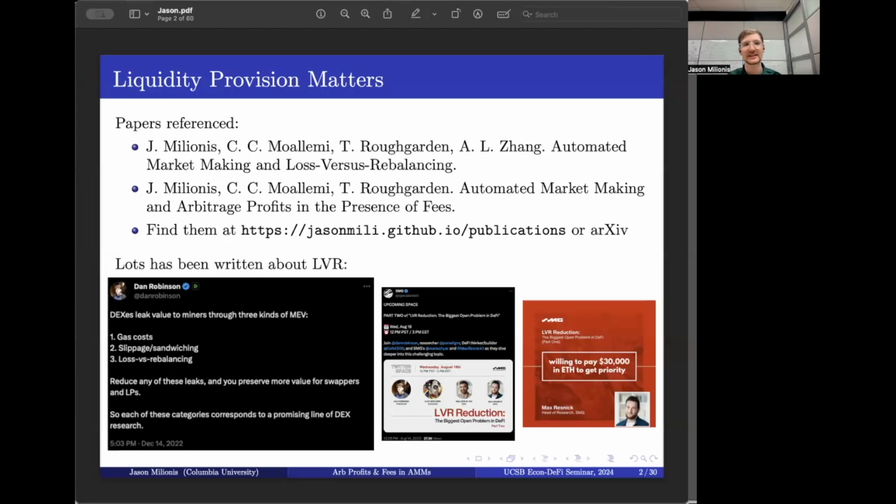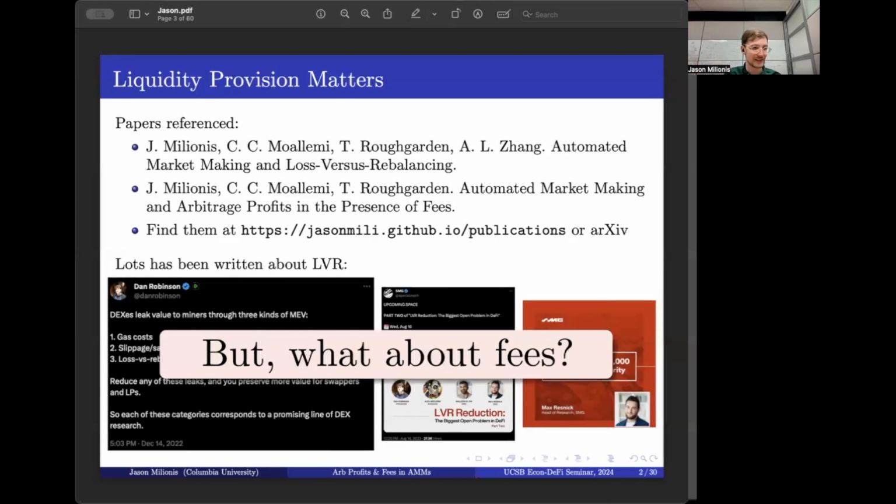But a question that arises is basically what happens with fees. So what about fees? Namely, Lever was derived as the profits obtained by arbitrageurs under the assumption that arbitrageurs can snipe the prices in the pool without having to pay fees. Now, obviously, pools do have fees, and so what we would like to do is refine our understanding given the presence of fees.